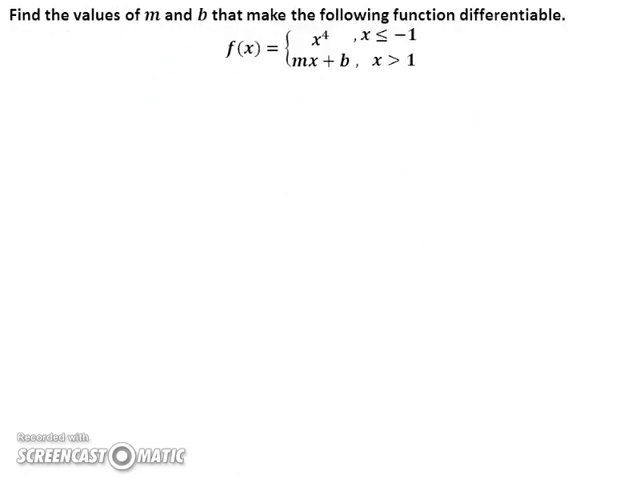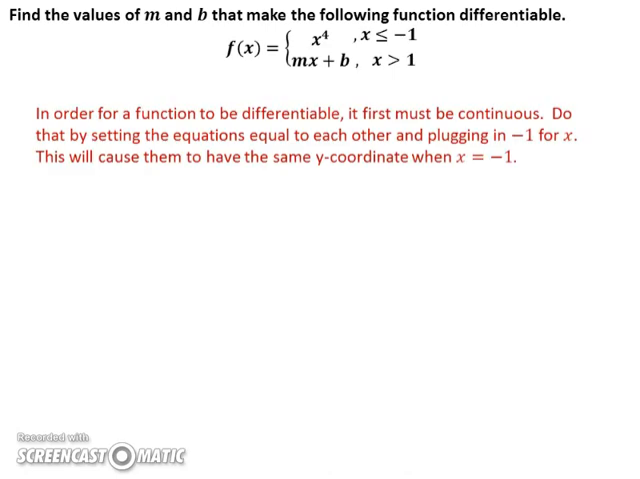Okay, next one. Find the values of m and b that make the following function differentiable. Okay, so 2 things. First is, in order for a function to be differentiable, it first must be continuous. So you do this by setting the equations equal to each other and then plugging in -1 in this case. Oh, there's a typo. That should be a -1 right there. Sorry about that. This will cause them to have the same y coordinate when x equals -1.